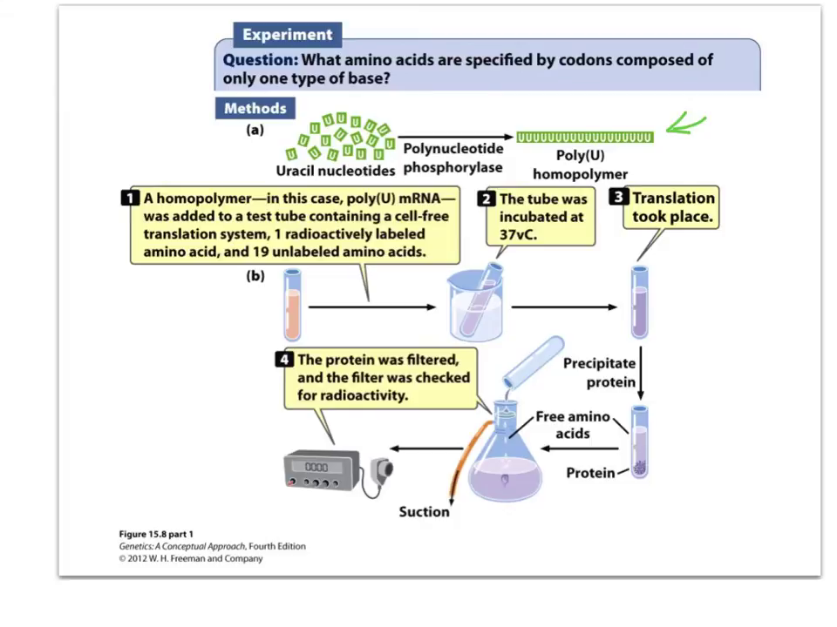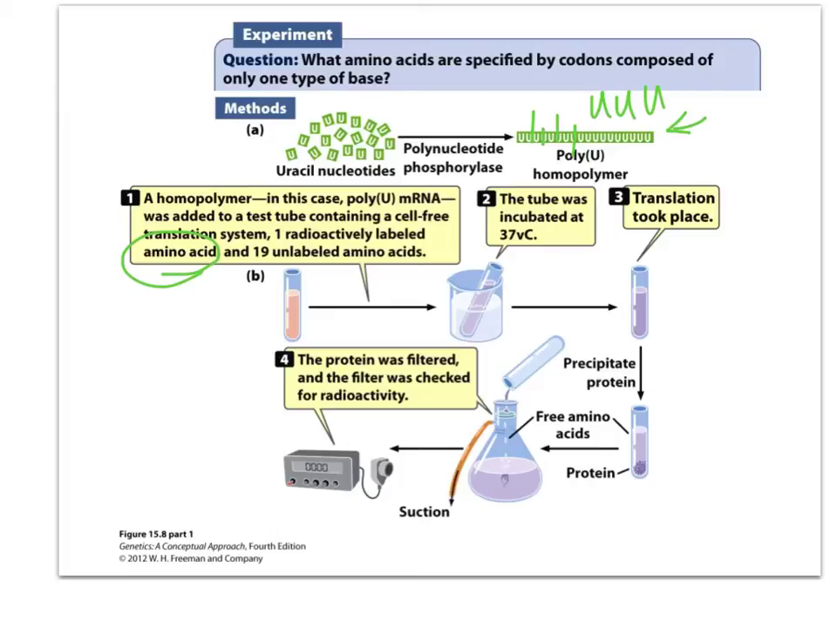We know it's a triplet because it doesn't matter if the triplet is here or if the triplet started here, because it's going to be U no matter what. Okay? And so they radioactively label an amino acid, one of them, and the other 19 are not labeled. So again, radioactivity allows us to track which one is the one we're looking for.